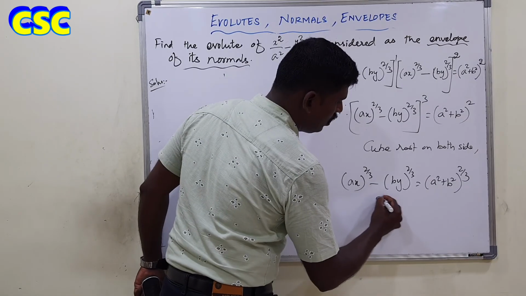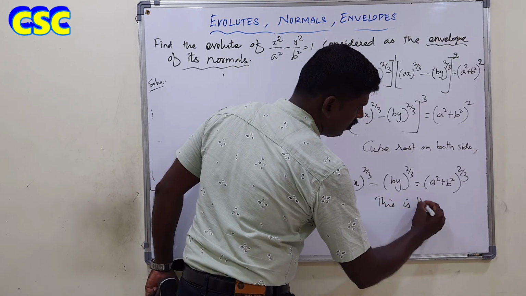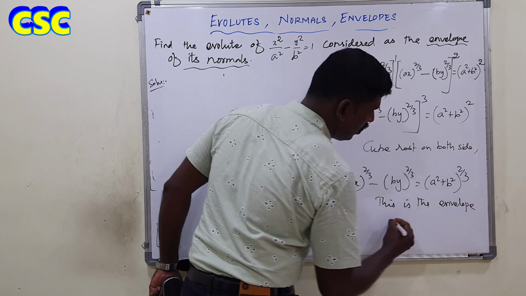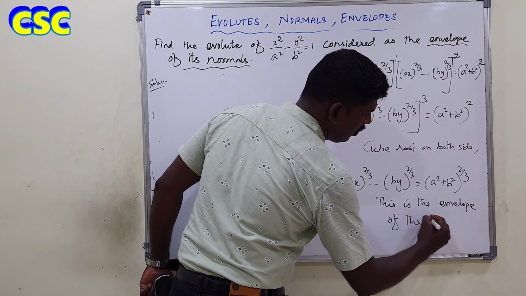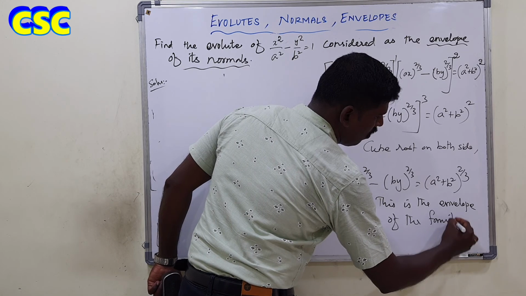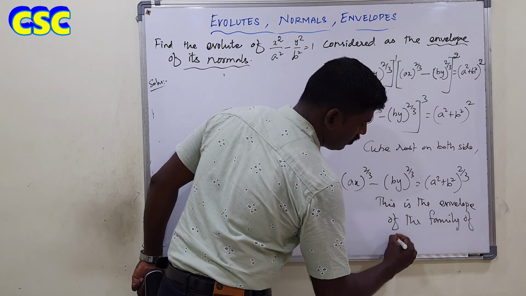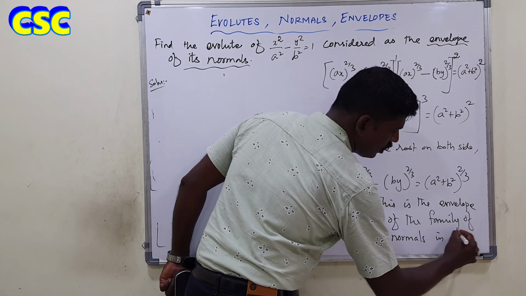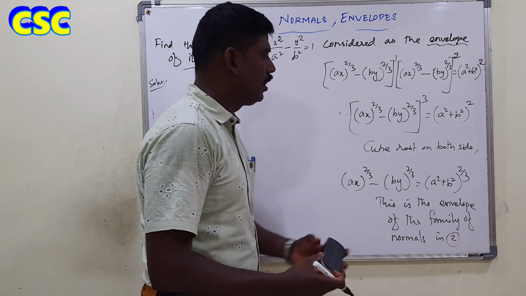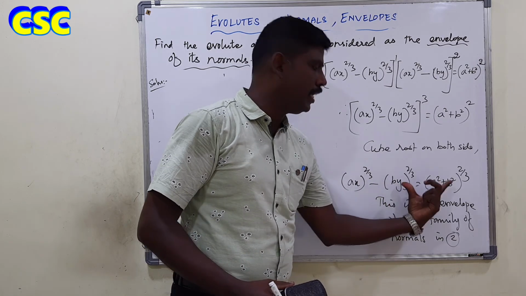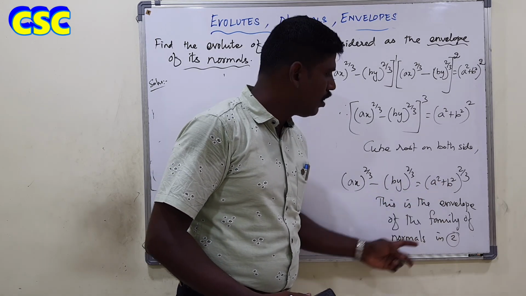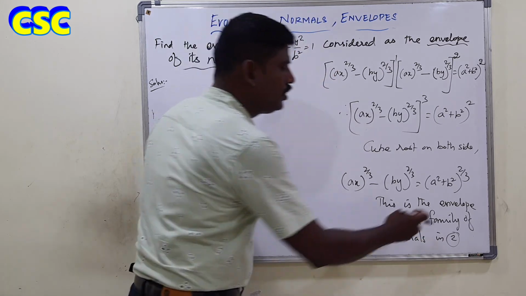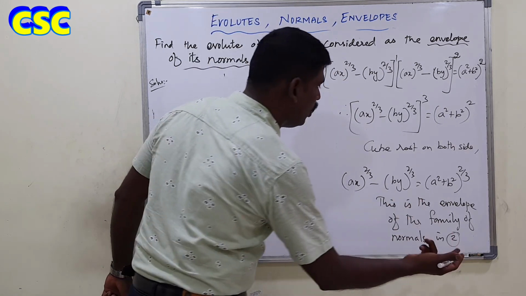So this is the envelope of the family of normals in equation 2, isn't it? Look at here, the parameter theta is eliminated. So this is the envelope of the family of normals given in equation number 2. What is the envelope of the family of normals? That is evolute.